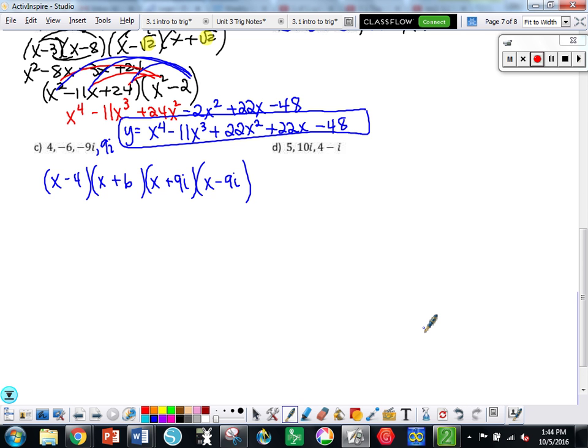Now we multiply. Again, when I have 4, I like to multiply the first 2, I like to multiply the last 2, then I'll take those ugly and multiply them together. And create a big ugly. Or a little ugly. Okay.